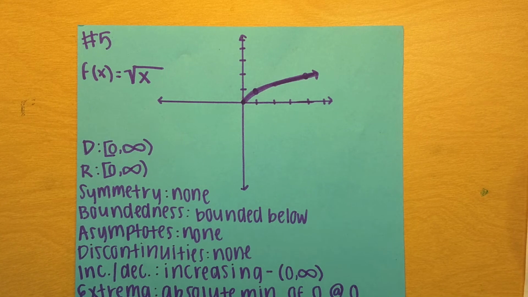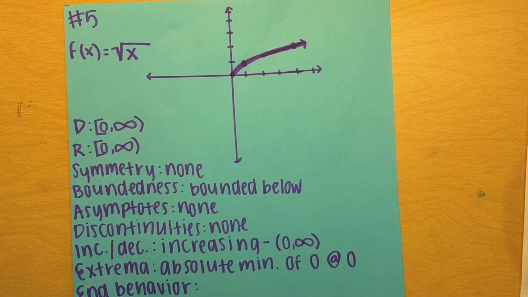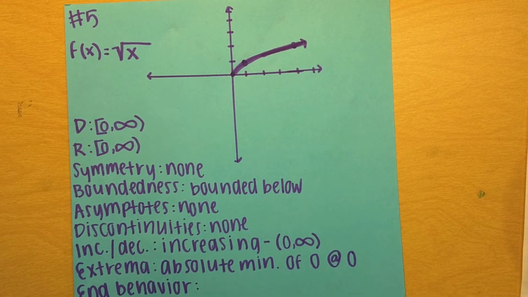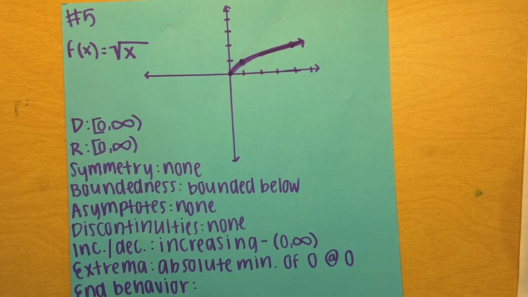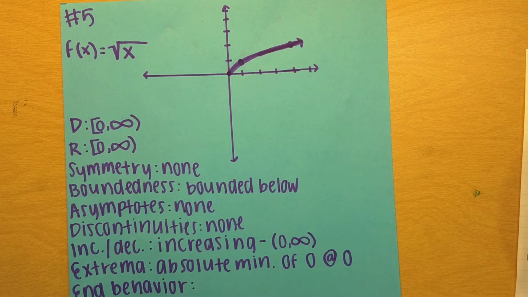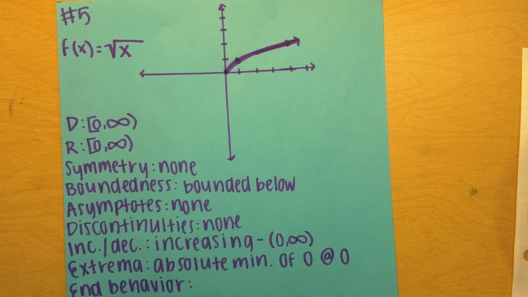Parent function 5 is a square root function. As you can see, it starts at the origin (0, 0), and then increases. The domain of the function is 0 to infinity, including 0, and the range is also 0 to infinity, including 0. It has no symmetry, and it is bounded below since it cannot reach negative infinity. There are no asymptotes and no discontinuities.